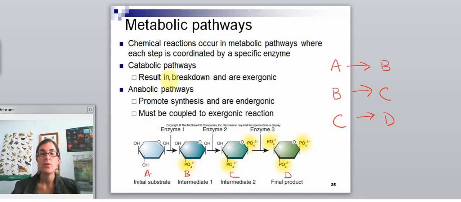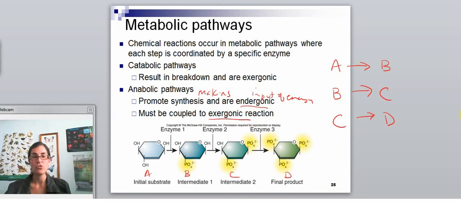Metabolic pathways can be classified in 2 broad categories. Catabolic pathways break materials down and are typically exergonic, releasing energy. Anabolic pathways, on the other hand, are making things, not breaking them, and are endergonic. Because they're endergonic, they'll have to be coupled to an exergonic reaction. Remember, endergonic means we need an input of energy. That energy has to come from somewhere, and so an exergonic reaction can provide that energy.